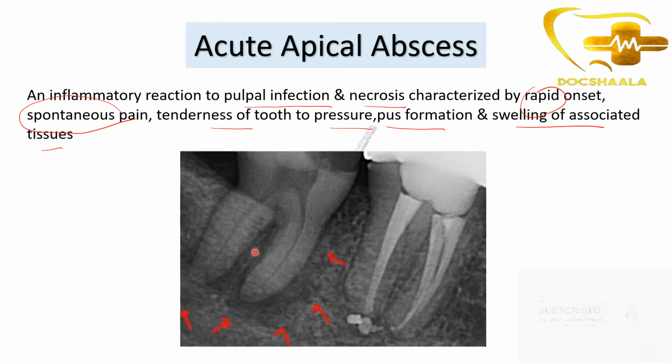In acute apical abscess, you can see a rapid onset of pain. Suddenly the patient experiences the pain, it arrives in a huge amount, and the tooth is tender to pressure. Even if we tap the tooth with our mouth mirror probe, the tooth is tender to that pressure. We can see the pus formation and also swelling of the associated tissues. But what we cannot see here is mobility. Mobility is not there. This is a simple logic clinicians use when they want to differentiate between symptomatic apical periodontitis and acute apical abscess.